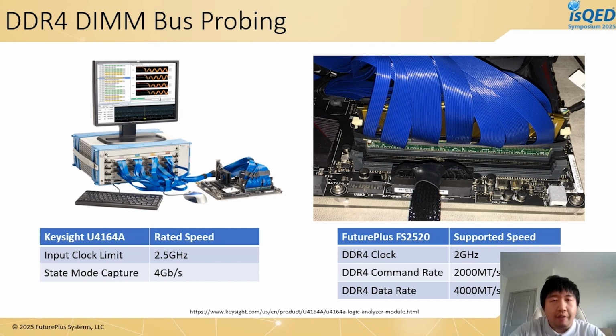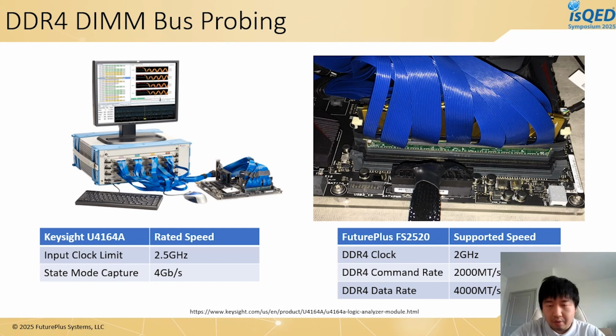Our FS2520 DDR4 interposer also supports capture up to 4,000 mega transfers per second, which is equal to 4 gigabits per second of data rate. 4,000 mega transfers per second is quite fast for DDR4. Usually DDR4 RDIMMs for server applications top out at 3,200. 4,000 is mostly for overclocked UDIMMs.